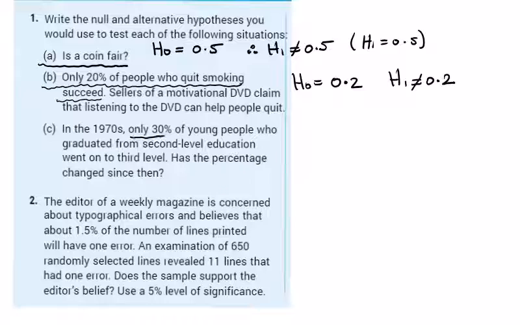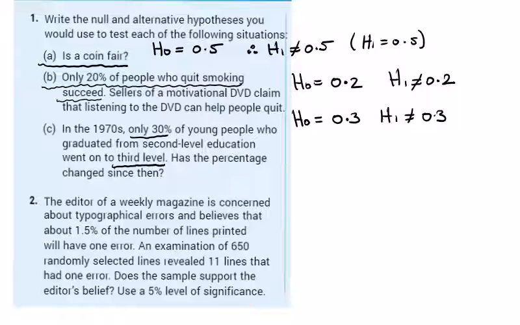In the 70s, only 30% of young people who graduated from second level went on to third level. Isn't that quite shocking? So H0 is going to be equal to 0.3 here. And H1 is not equal to 0.3. And you can keep it this simple in an exam. You don't have to write loads of words like I did in the last video.